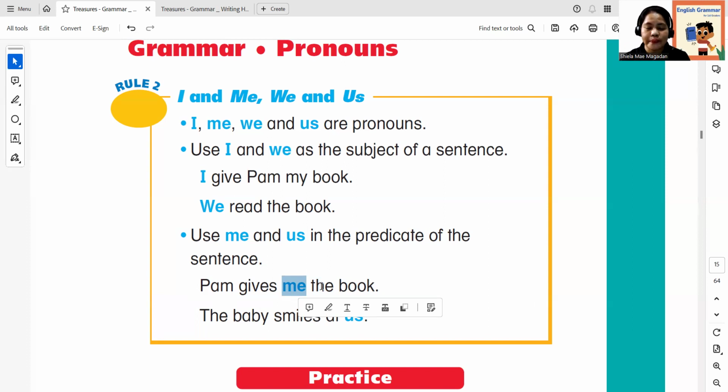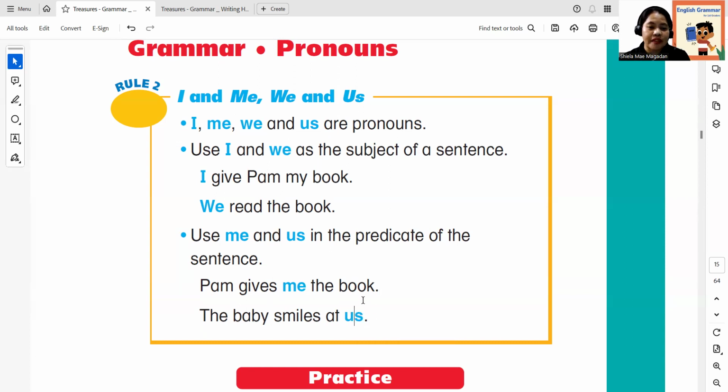So me is in the middle, in the clause. As I've said, you cannot say Pam gives I the book. It's always me. You cannot find me at the beginning of the sentence. It can be in the middle or at the end. Next, the baby smiles at us. So us can be in the middle or at the end.